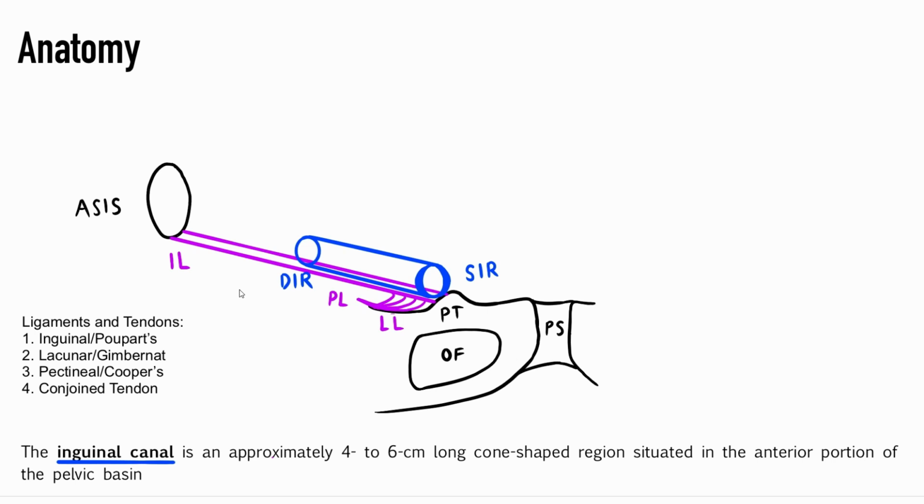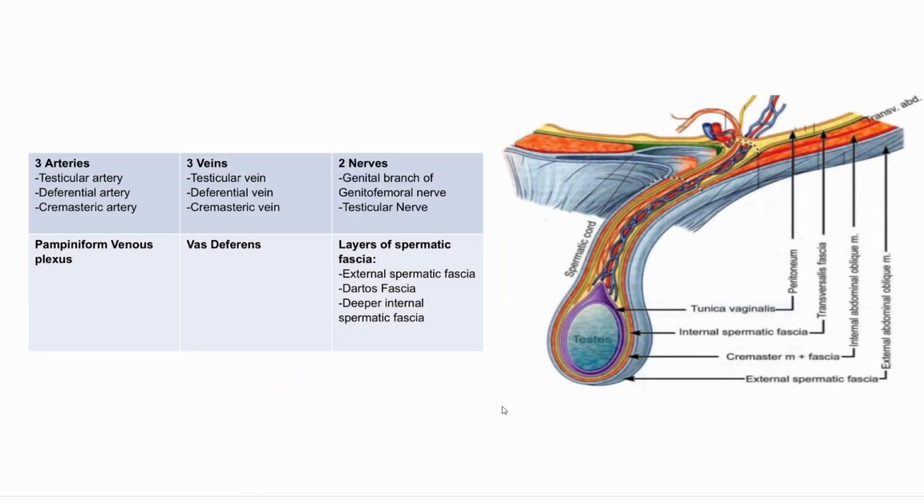Within the canal traverses the spermatic cord in men, or the round ligament of the uterus in women, and they pass through the deep and superficial rings to reach the testes in males, or the labia majora in females. The spermatic cord contains 3 arteries, 3 veins, 2 nerves, the pampiniform venous plexus, and the vas deferens, and it's enveloped in 3 layers of spermatic fascia. The diagram on the left is a summary of all the cord structures, and the diagram on the right is a summary of its different layers and its derivations in the anterior abdominal wall.